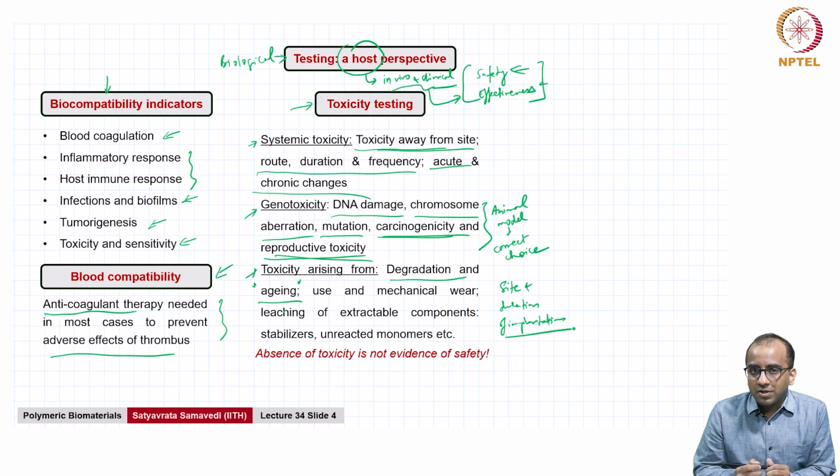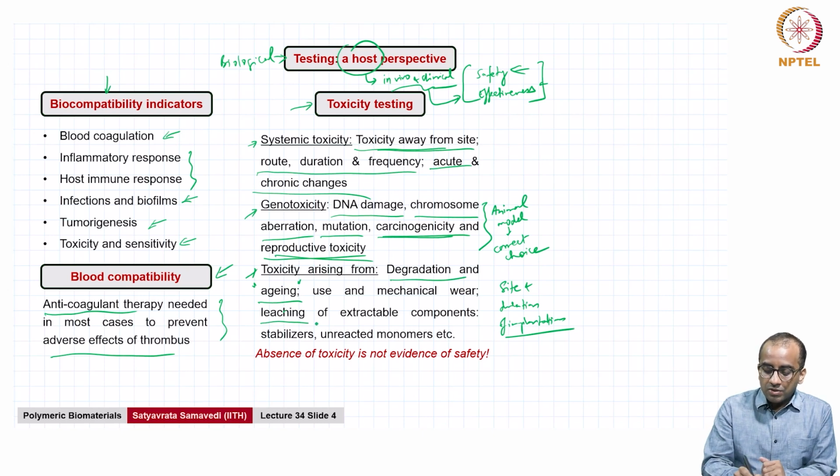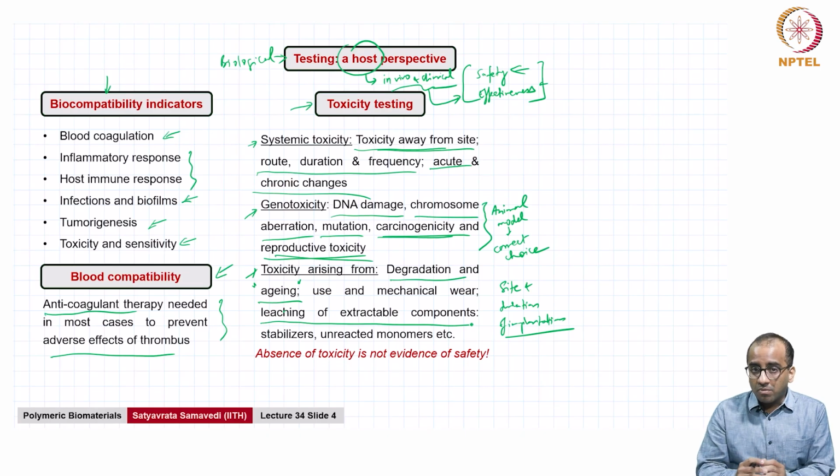Both of these are important: how long the implant is going to stay there, and whether it is going to result in any toxicity over that entire period, as well as the site where it is implanted. You can also have leaching of extractable components such as stabilizers or unreacted monomers, particularly in polymers. So all of that has to be tested from the host perspective. And remember that absence of toxicity is not evidence of safety.